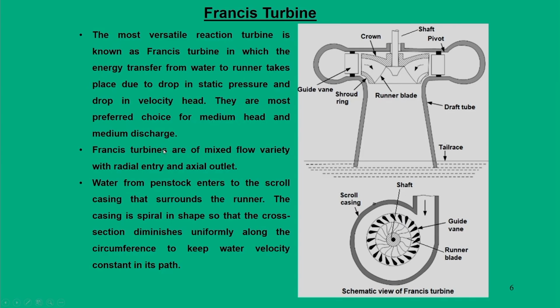Since it is not a pure reaction turbine, it is categorically called a mixed flow variety with radial entry and axial outlet. How it is radial entry and axial outlet, you can understand from this figure. Water from the penstock enters the scroll, that means the water entry is from this side. This is from the penstock.